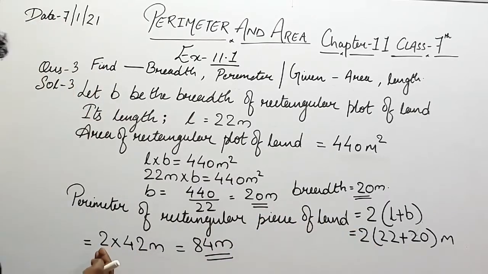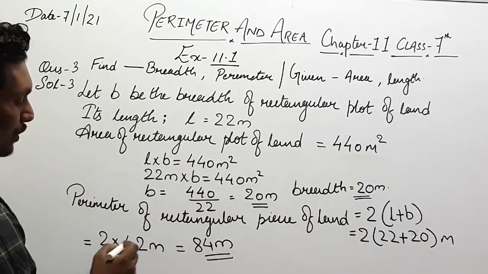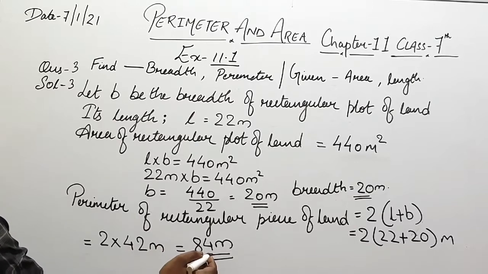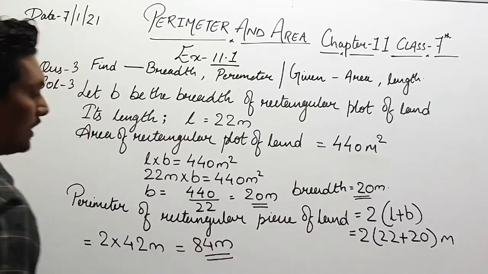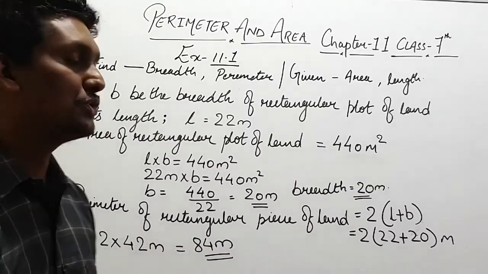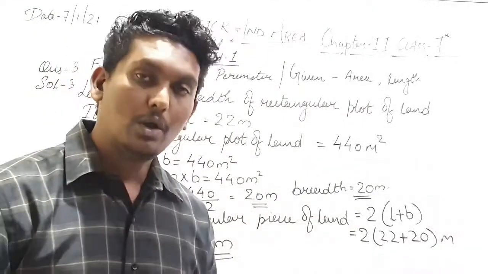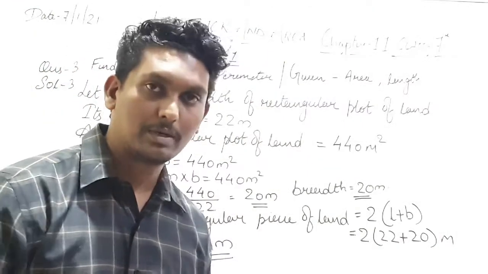Rest of the question I am writing here on this side. So 2 into 42, that is 84 meter. This is the solution for question number 3. Hope it is clear to you. Just go through it.